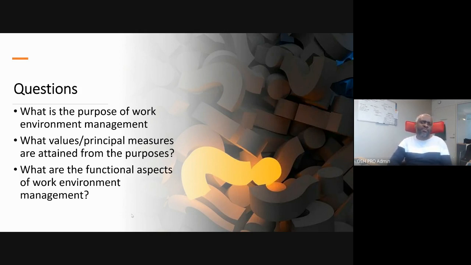And then what values or principal measures are attained from the purposes? Is there any way to measure if we fulfill the purposes? What indicators will tell us that we've fulfilled the purpose of the work environment management? We need to have something that can measure if we fulfill what we set as a purpose for work environment management. And then the most important thing is we need the functions, the functional aspects of the work environment management, because these are the things which we have to do to attain the purpose. So we need these functions. What are these functions which we need for us to have work environment management and attain the purposes we've set for the management?